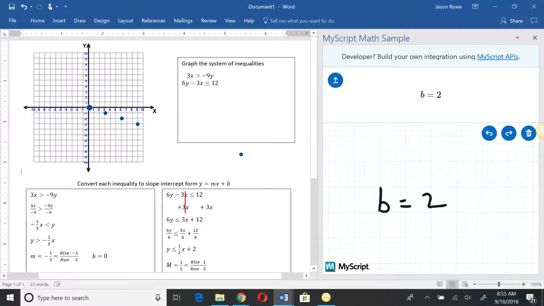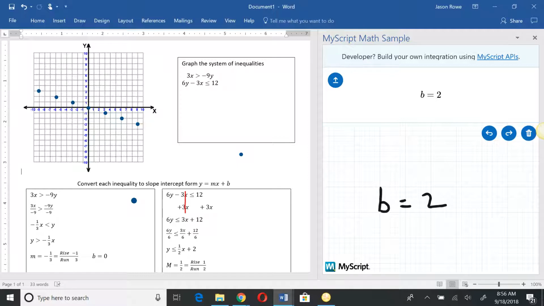The more points you get, the better your line is, the easier it is to see. So I like to do it as much as possible. Okay, so now, if I want to graph this line, I also have to look at how it is shaded.